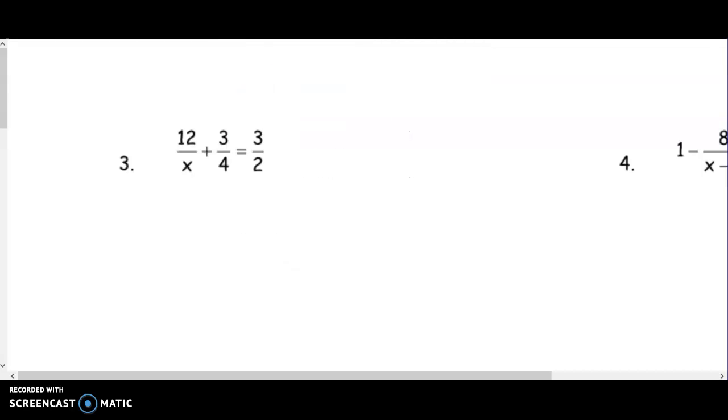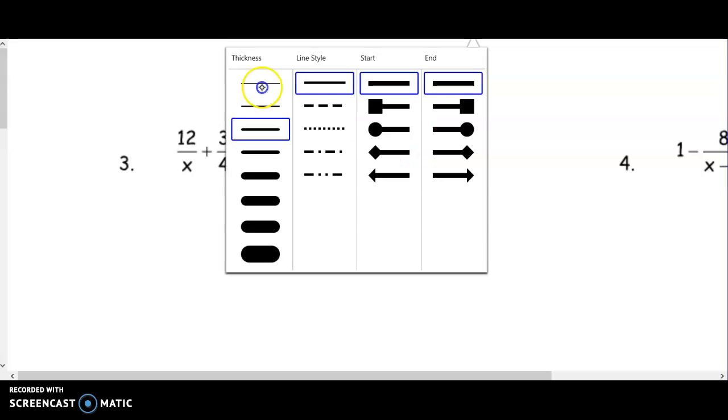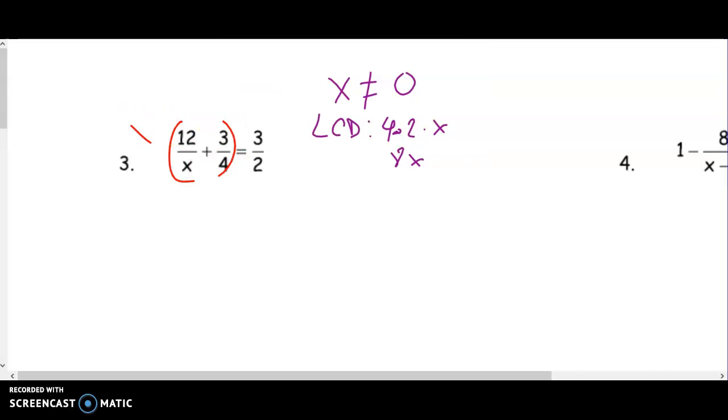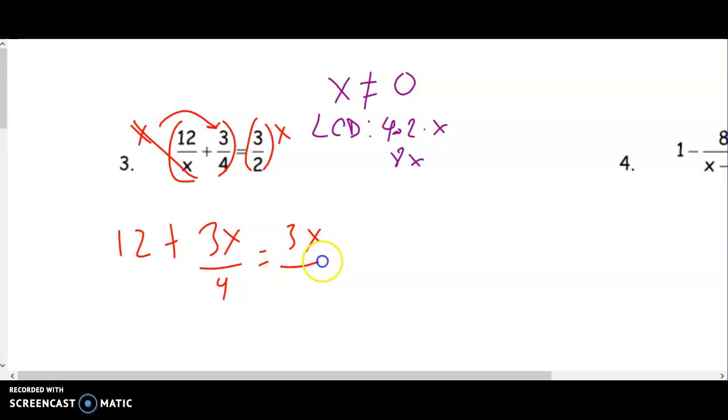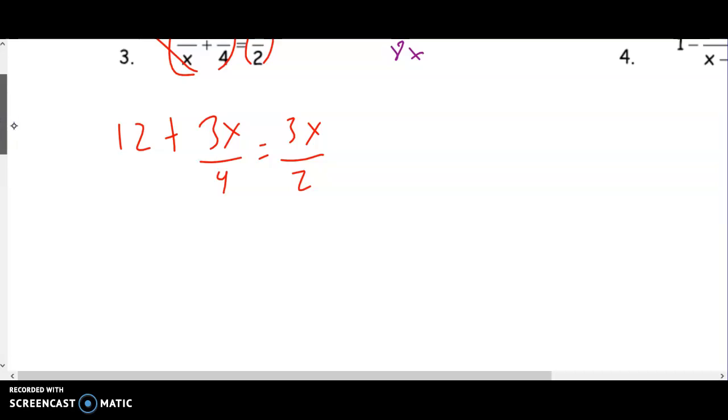Number 3. If you did your lowest common denominator, it will be 4 times 2 times x, which should be 8x. X cannot be 0, cannot divide by 0. But I don't think that's quite necessary. We're just going to mess with some fractions here. Nothing wrong with fractions. So we'll multiply this by x. So we do want to get rid of any variables in your denominator. So 12, 3x over 4 equals 3x over 2.